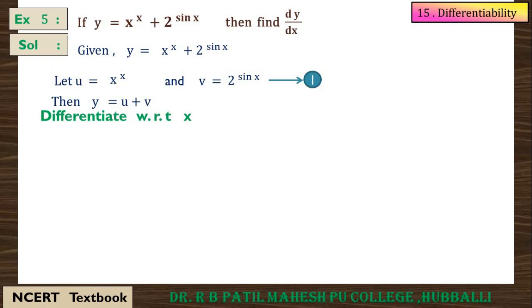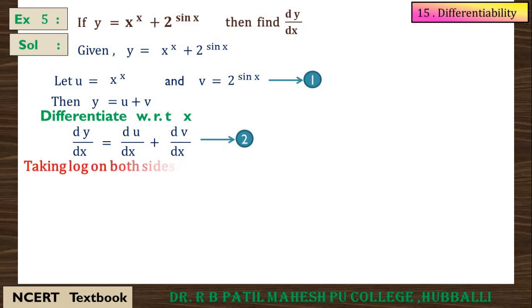Differentiate this equation, you will get dy by dx is equal to du by dx plus dv by dx. Now from equation 1, you find out du by dx and dv by dx functions. So now here I am going to take log only for the u function, because u is in function raised to function form, v is a standard composite function, a raised to f of x form. Therefore, I am not going to take log for this v term, only for u.